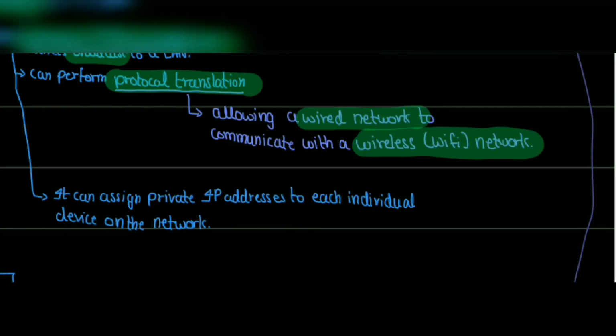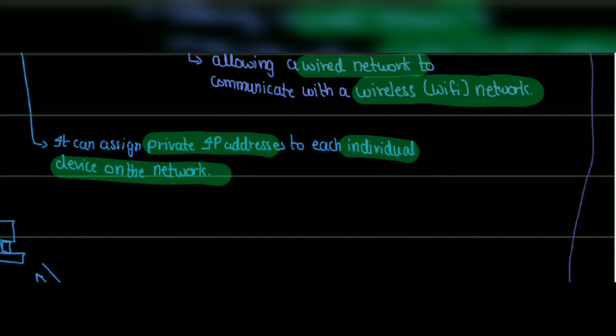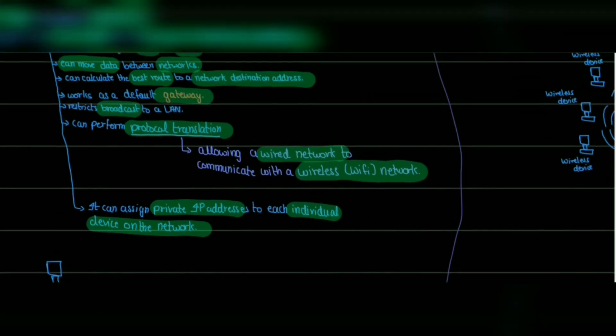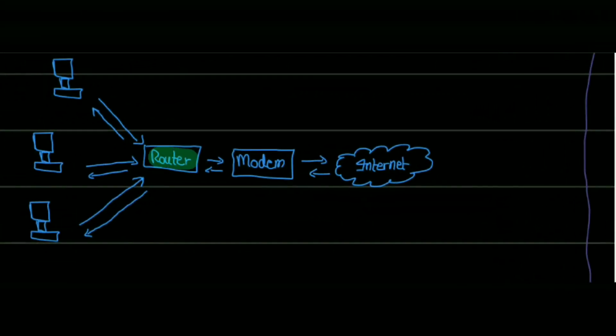It can assign a private IP address to each individual device on the network. For example, if there are 3 or 4 computers or 3 or 4 mobile phones, iPads, etc., all these devices are connected to a router, then the router will assign private addresses to these individual devices on the network in order to manage the traffic of data. It tries to make receiving and sending to each of these devices individual, which makes it much smoother. So this is the router, assigning IP addresses to each individual device.